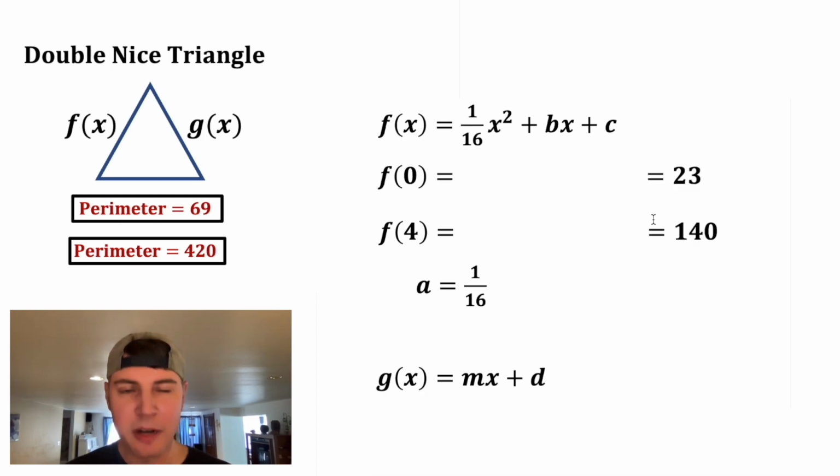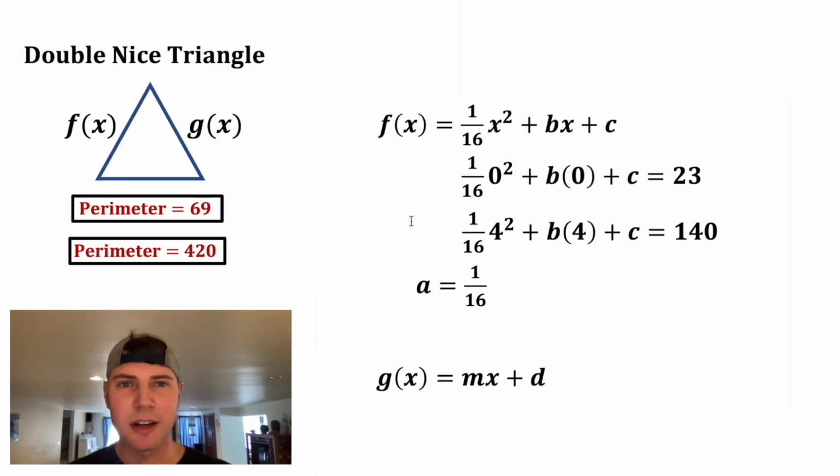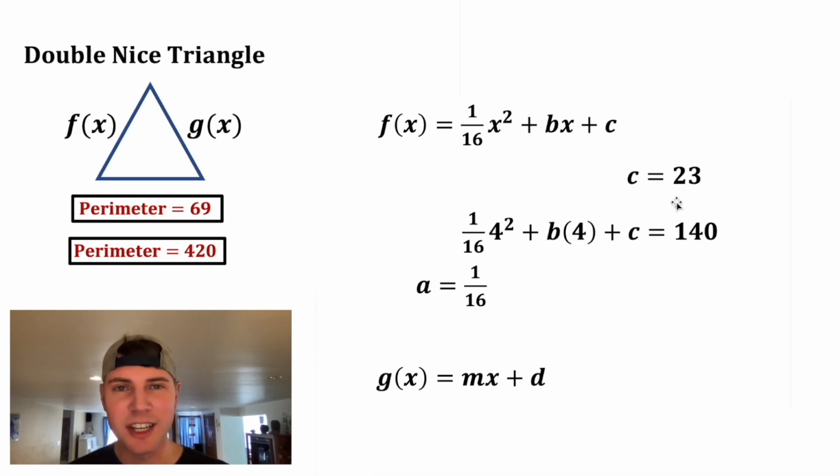Now let's scoot these over and make room for the equations. I'm going to plug in 0 for x and plug in 4 for x. We have equations over here, so we don't need these two things anymore. Anything times 0 squared goes away. Anything times 0 goes away. So we know c is equal to 23. So I'm going to plug in 23 for this c right here.